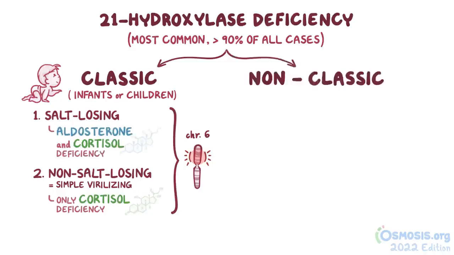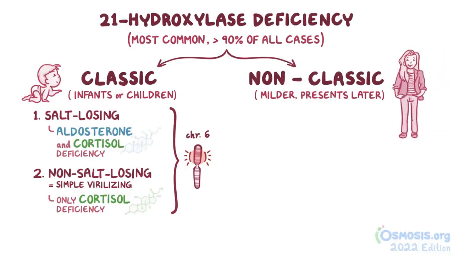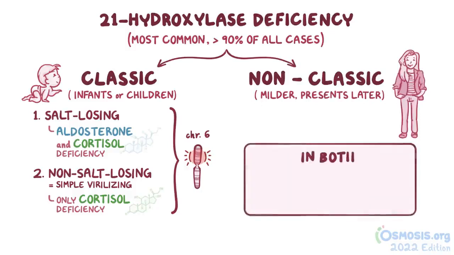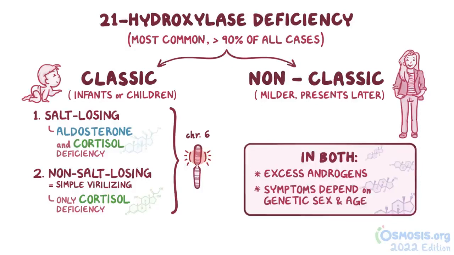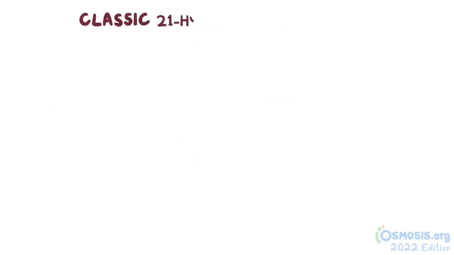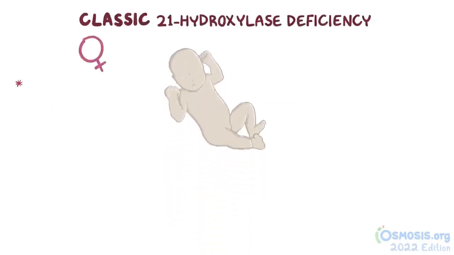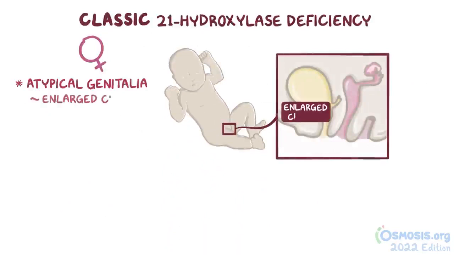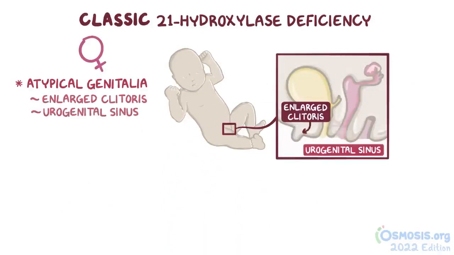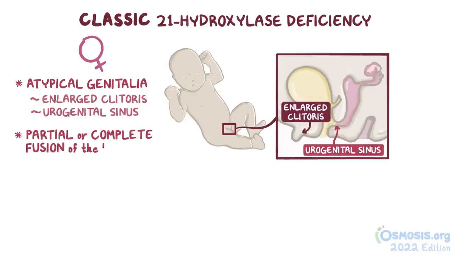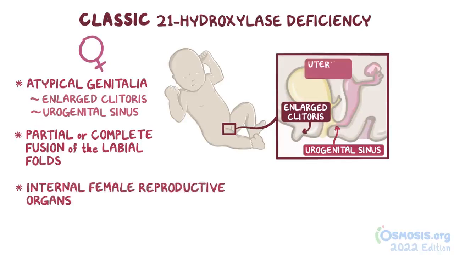Non-classic 21-hydroxylase deficiency is even milder than the simple virilizing form, so it presents later in childhood, during adolescence, or in young adulthood. Now, in both classic and non-classic presentations, there are excess androgens which lead to different symptoms depending on genetic sex and age of presentation. With classic 21-hydroxylase deficiency, neonate girls have atypical genitalia, meaning an enlarged clitoris and sometimes a urogenital sinus, which is when the urethra and the vagina have the same opening. Partial or complete fusion of the labial folds may also occur. Internal female reproductive structures and organs, like the uterus and ovaries, are normal.